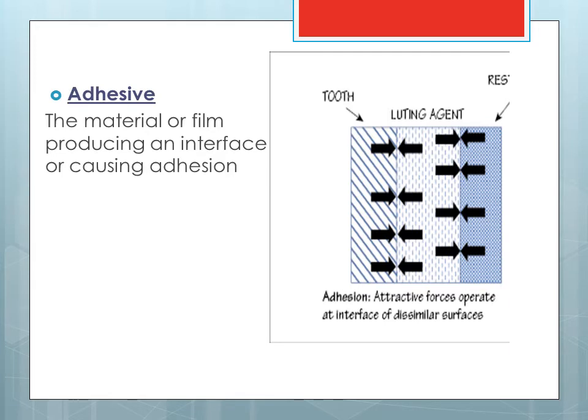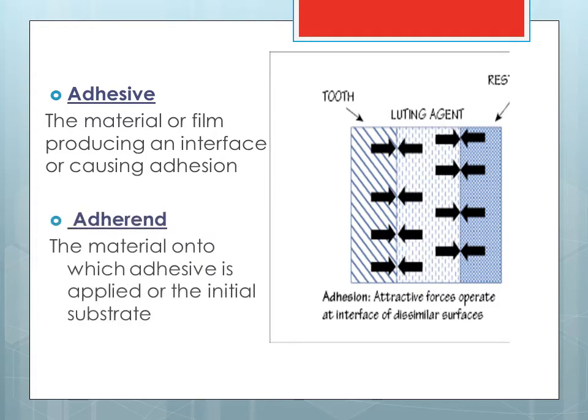So, with adhesion, you have an adhesive, the material or film producing an interface or causing adhesion, which can be said as the intermediate or the third material that joins both of the surfaces together. And then the adherent, which is the material or surface onto which the adhesive is applied, or the initial substrate.